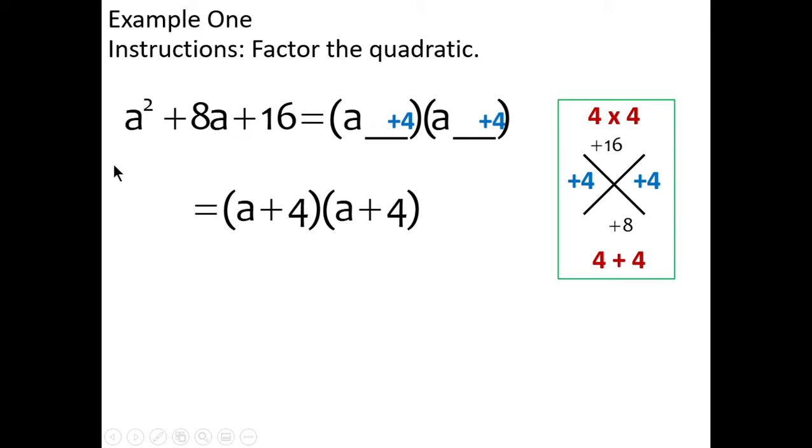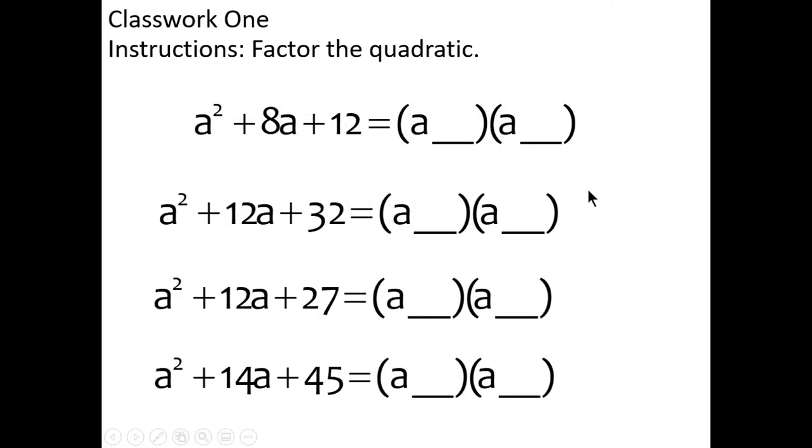Okay, so you probably want to try some examples right now. Classwork number 1. Just remember that the number that goes to the top of the puzzle box is the number on the end, plus 16. And the number that goes on the bottom of the puzzle box is plus 8, the number here in the middle. So try the first one, and I'll pause the video for a second, and then I'll show you the answer to the first one.